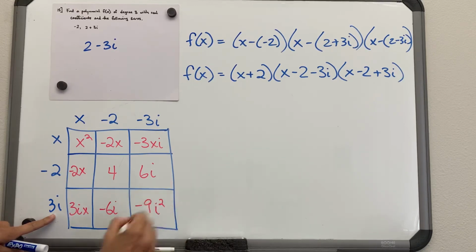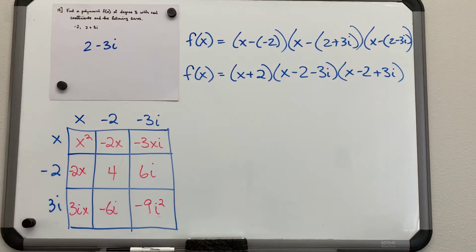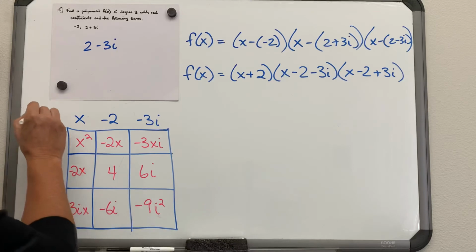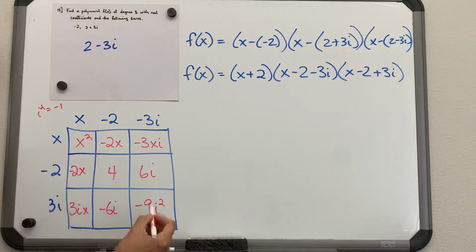i squared. Okay, but watch this. i squared is negative 1, right? i squared equals negative 1. So negative 9 times negative 1 will give me just a plain old positive 9.